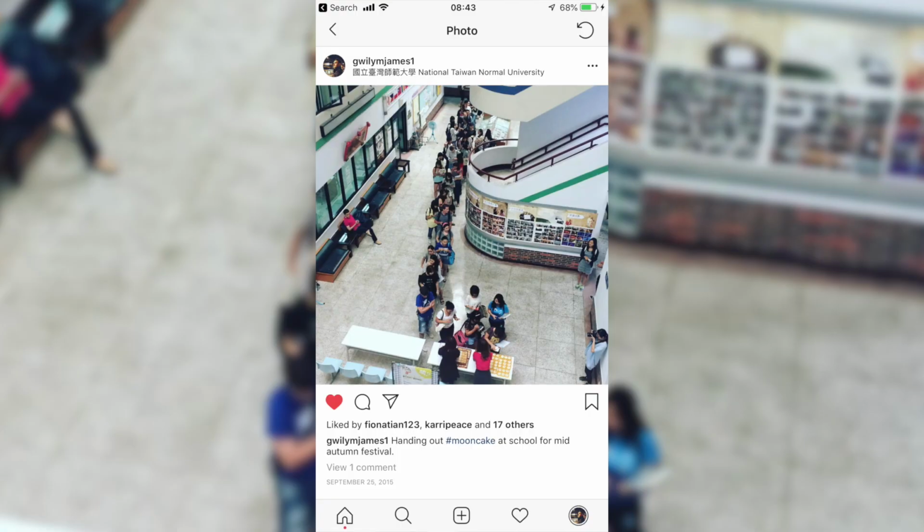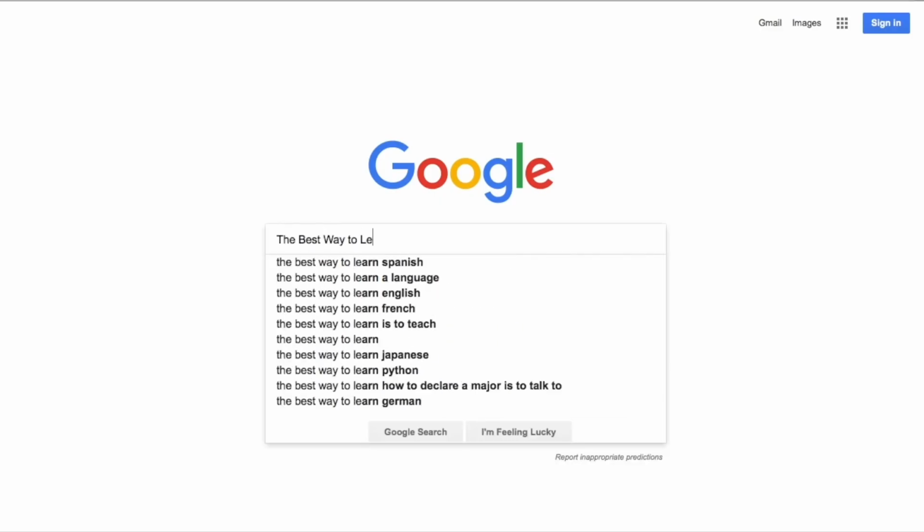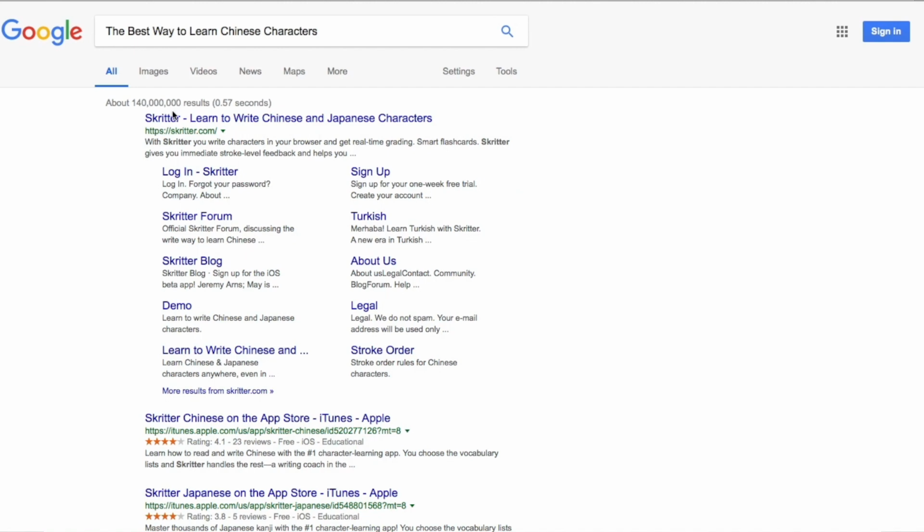So when I first started learning Chinese, I already knew a few of the words, but I had no idea how to write any characters. And on my first day of Chinese school, I was required to learn 300 characters. So I Googled the best way to learn characters, and then I came across Skritter on these Chinese forums.